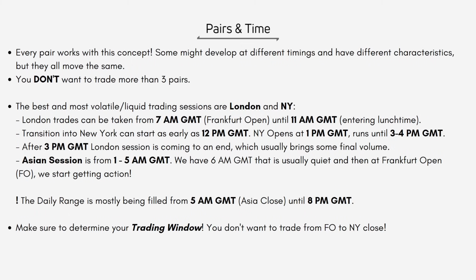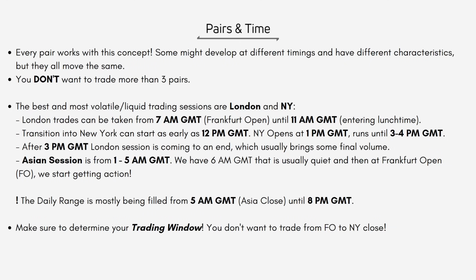Bear with me, right? Every pair works with this concept. Of course, as I said, depending on the pair, some might develop at a different timing, have different characteristics, but they all move the same. They all have that same agenda. They all have to move from point A to point B. They all create an Asian range and they all manipulate above or below the Asian range, right?